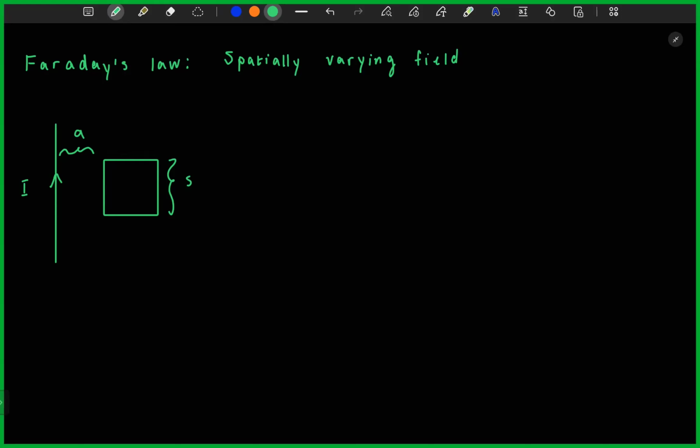In the last video, we started exploring Faraday's law in the context of a magnetic field which was spatially uniform but changed over time. Let's keep going with Faraday's law and investigate the case where the field is both not spatially uniform and potentially also varying in time. So we're going to imagine the case of a wire which is carrying current in the j hat direction, and a distance away from it, we've placed a square loop with side lengths s.